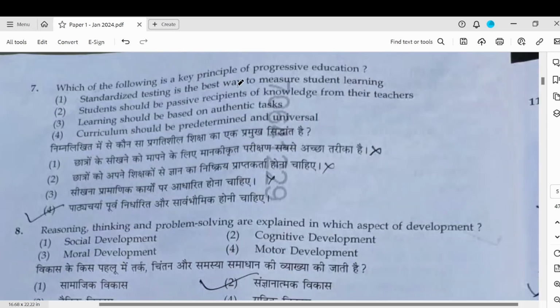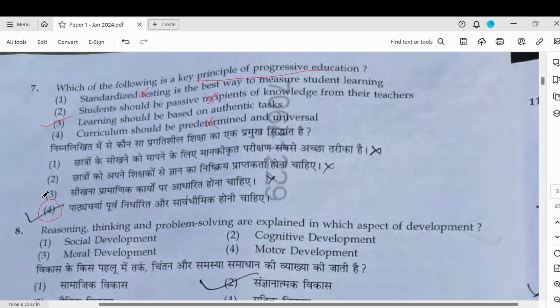Question 7, which of the following is a key principle of progressive education? Standardized tests, no. Passive recipients, no. It should be based on authentic tasks. It should be the correct one. And it should be predetermined, no. So option 3 is correct. Here he has put 4.